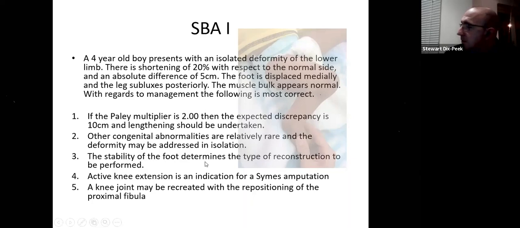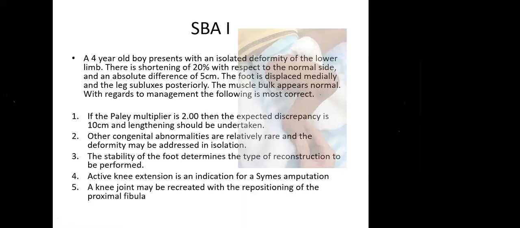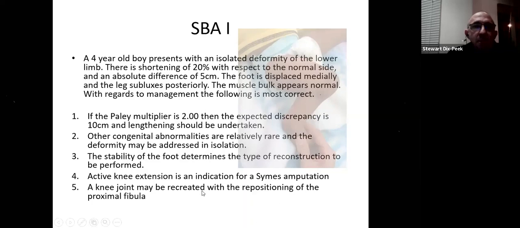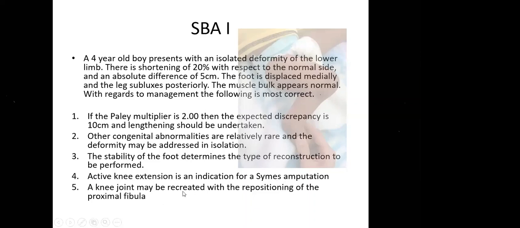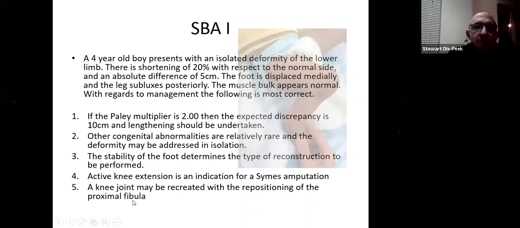And so who was it that jumped in there? Was it Michael? So the active knee extension is an indication for a Symes. Well, is that correct? Niku? No, because I've told you already that it's leg subluxing posteriorly. So active knee extension is an indication for a Symes, but not in this case. You get it? And in fact, the knee joint may be recreated or repositioned.